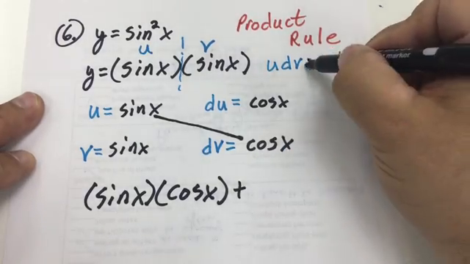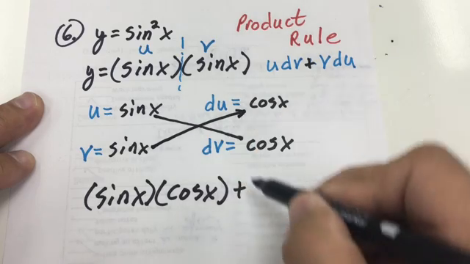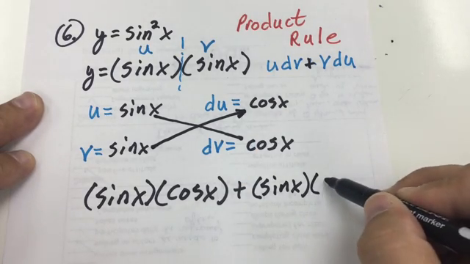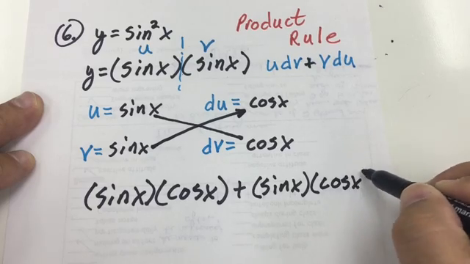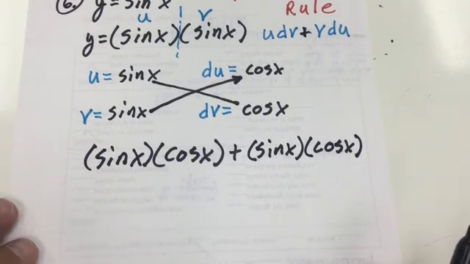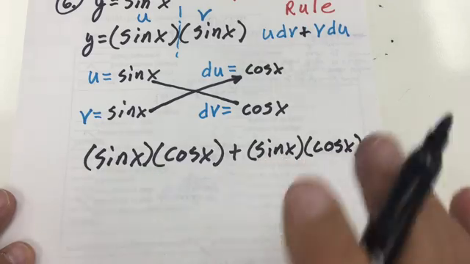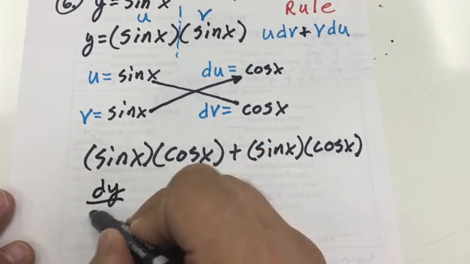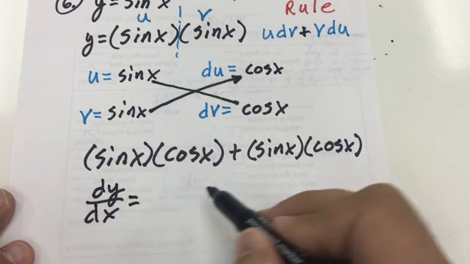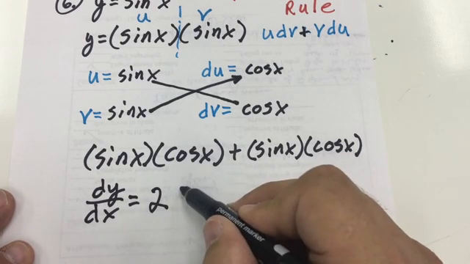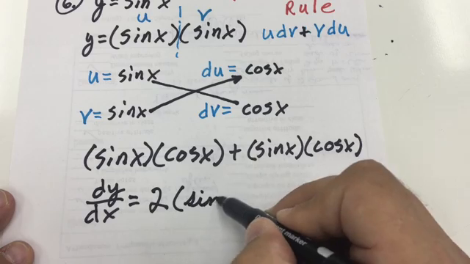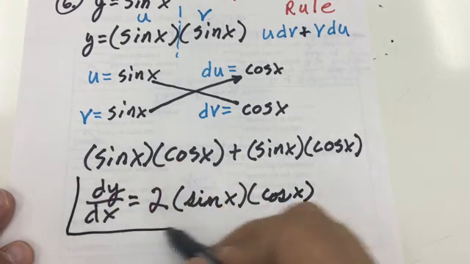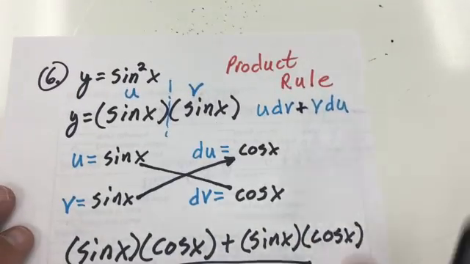Plus v du. That's going to give me sine x times cosine x. And since I have two of the same terms, like terms, I'm going to combine like terms. That should give me dy/dx, the derivative, equals 2 sine x cosine x. And that's my final answer, using the product rule.